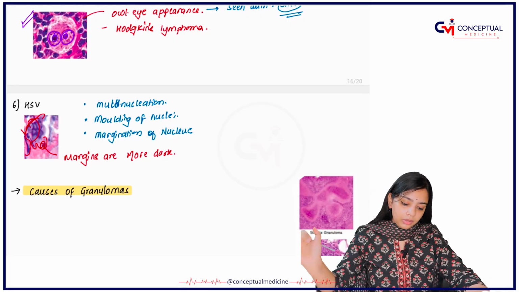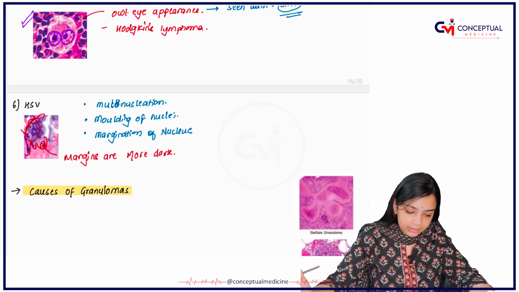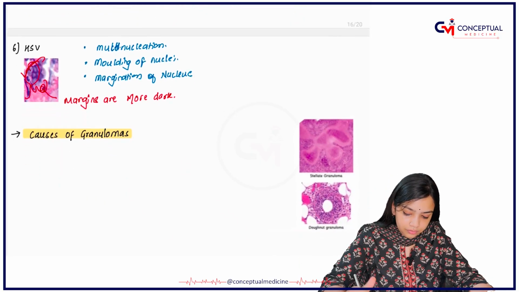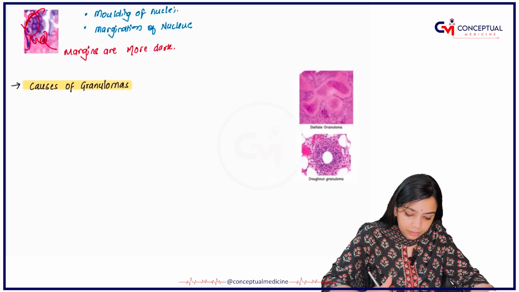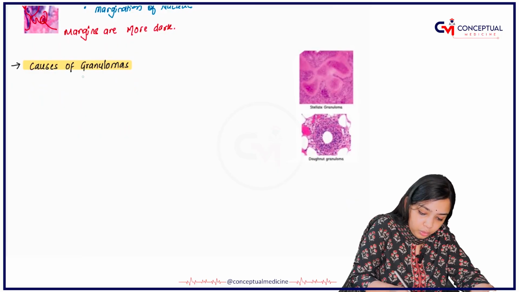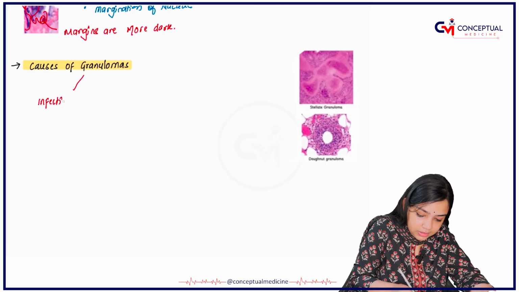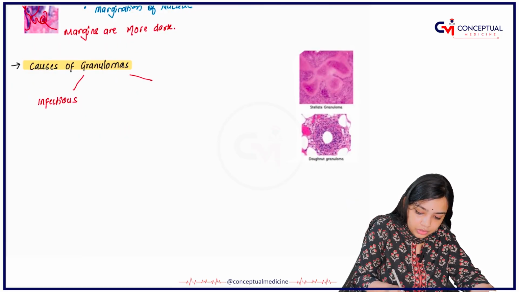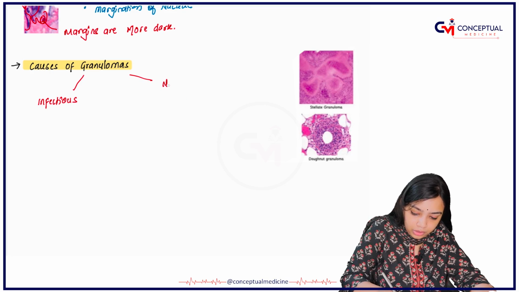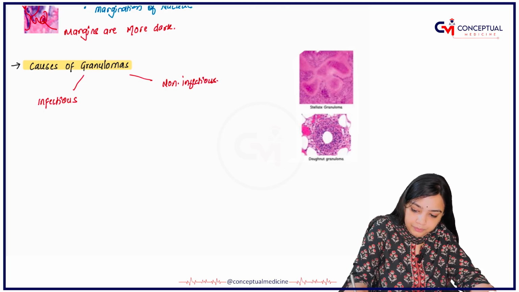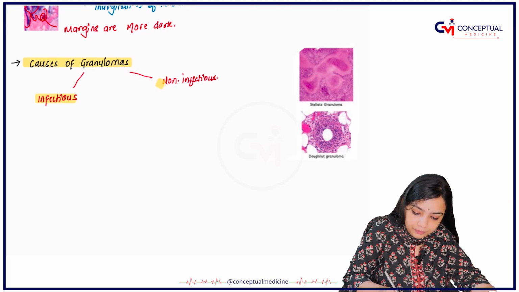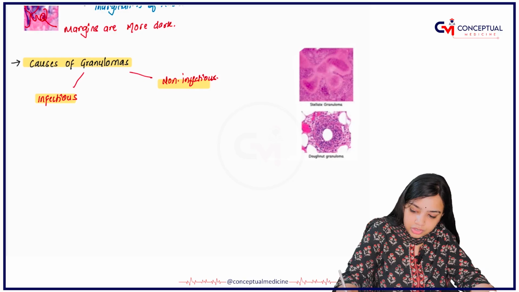Now we have talked about the types of giant cells. Now let's move on to the causes of granulomas. Okay, for the causes of granulomas, they are basically divided into 2 types. First one is your infectious, and second one is your non-infectious. Now, what happens in the infectious one? First, talk about the infectious one.